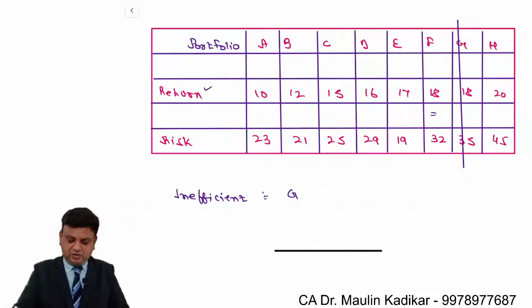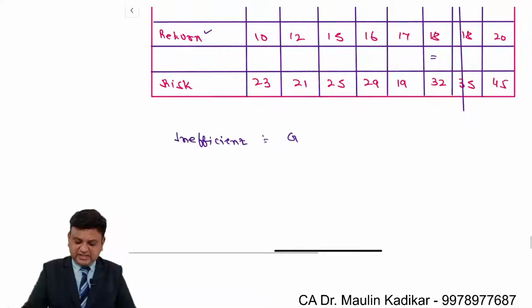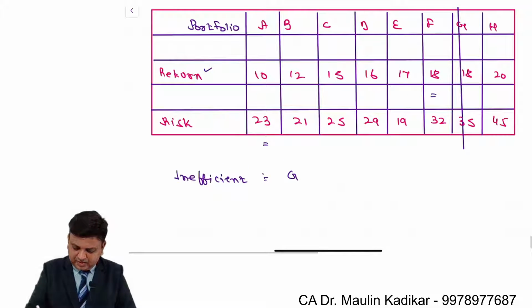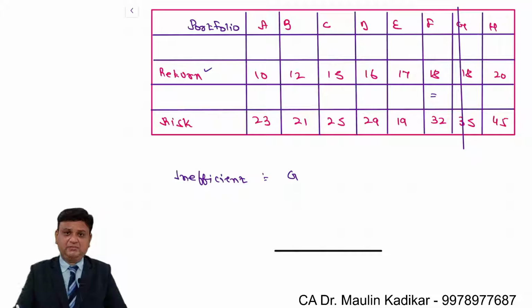The second thing is that you have to see the same standard deviation. 23, no. 21, no. 25, no. 29, no. 19, no. 32, no. 45, no. So we do not have a situation wherein two securities have the same standard deviation, so the second condition can be bypassed. Third, identify the situation wherein one of the securities has lower risk and more return. If that is the case, then the security which has more risk with lower return will be considered inefficient.